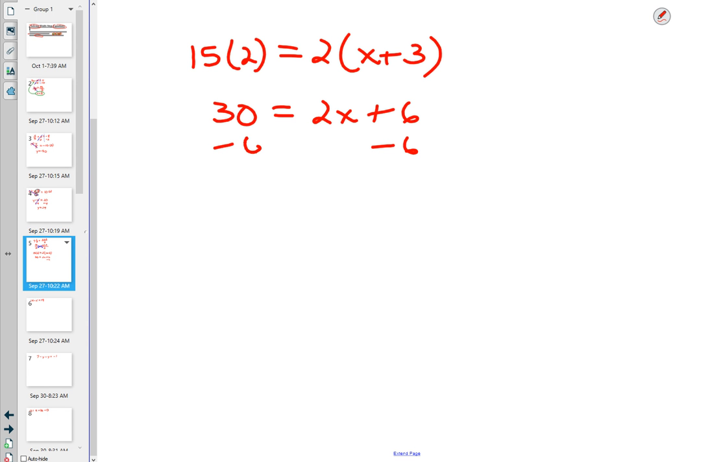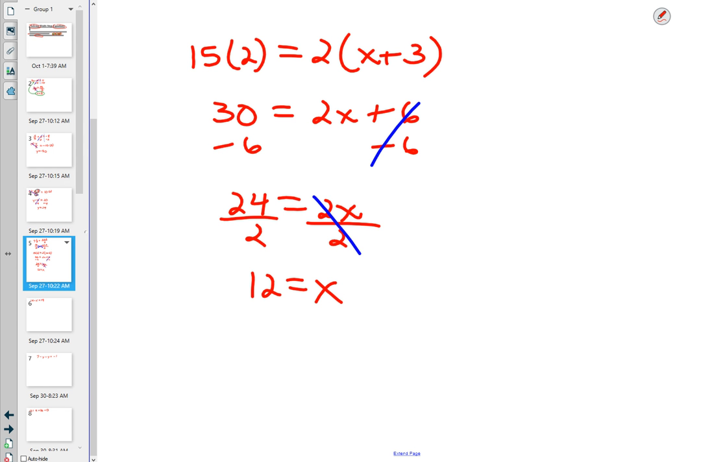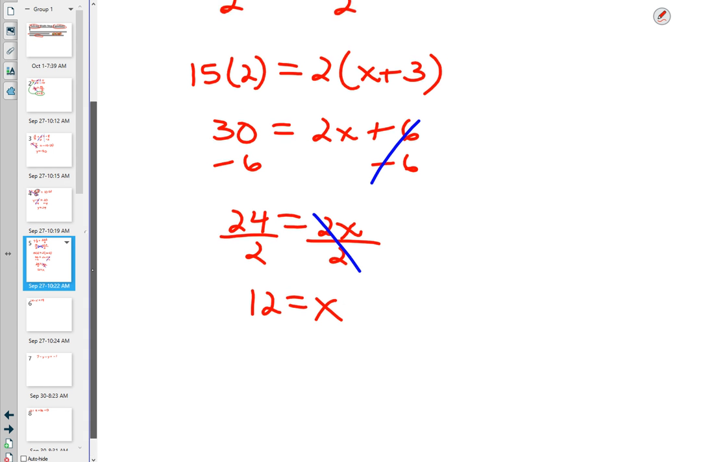So minus 6, minus 6, 24 is equal to 2x divided by 2. So this unknown number that was hiding from us has now been revealed. It's 12. Take that, 12.